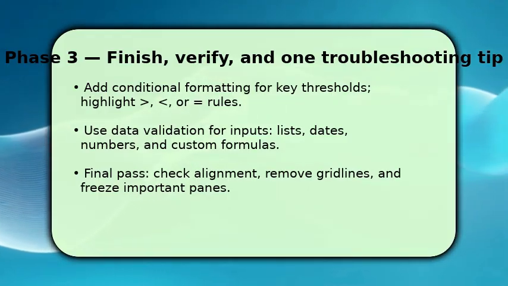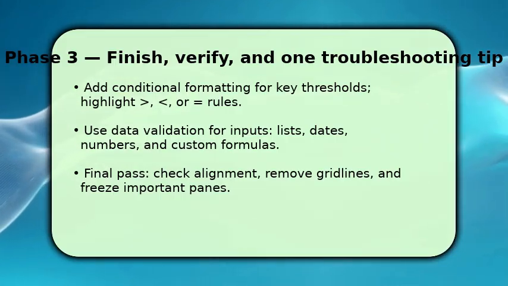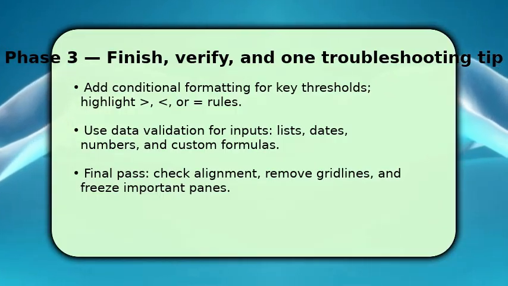Then do a final pass. Align numbers right, text left, remove grid lines if you want a cleaner look, and freeze panes that matter. If things go wrong, check conditional rules and validation ranges first. Often a misapplied range is the culprit.